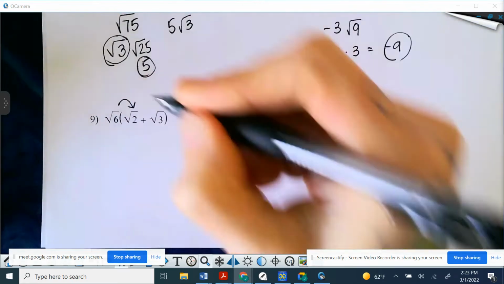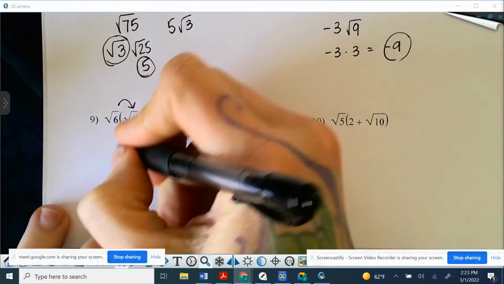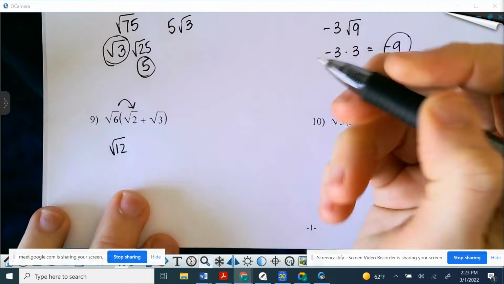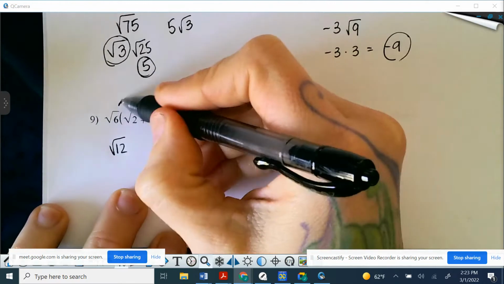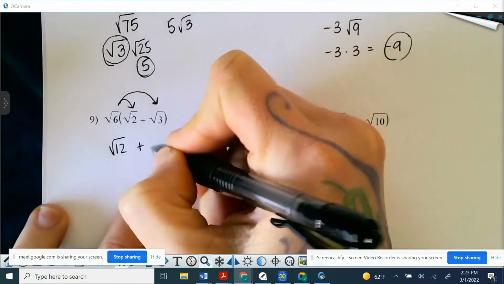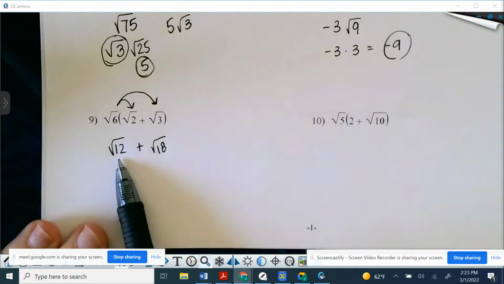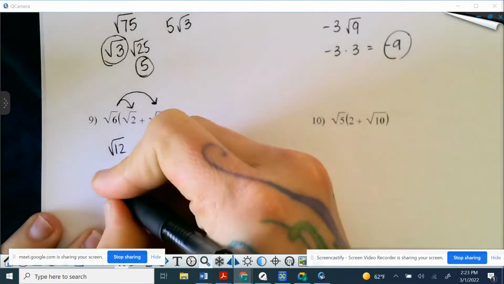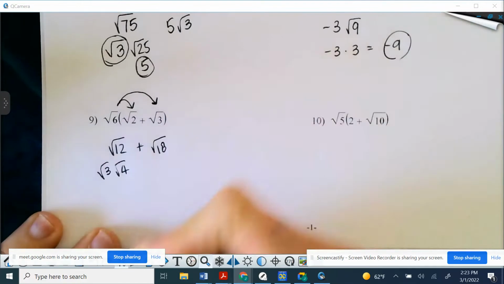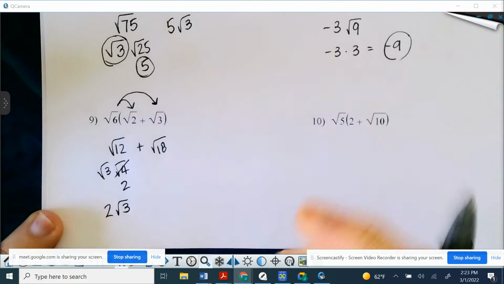So the square root of 6 times the square root of 2 is going to give me the square root of 12, which we'll go back and check and see if we can simplify that. And then 6 times the square root of 3 is going to give me square root of 18. And so we want to make sure those are in their simplest form. Hopefully you already know that 12 is divisible by 3 and 4. So square root of 3, square root of 4. That 4 is going to give me a 2. So this is going to be 2 square roots of 3 in its most simplified form.